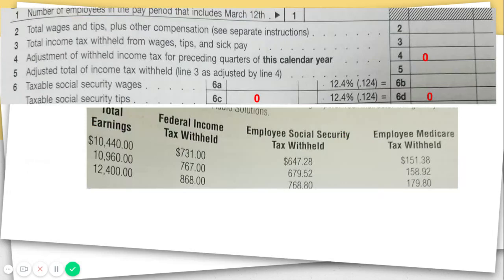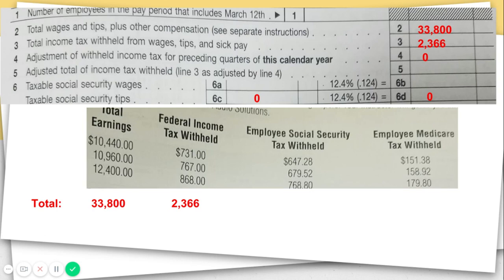Next is line 1. It said on our work together that we had 6 employees. We'll put a number 6 in box 1 there. Box 2, total wages and tips plus other compensation. So this will come from our first line there, total earnings. So 33,800 goes in box 2. Total income tax withheld from wages, tips, and sick pay. That's our next total, the federal income tax total there, 2,366.